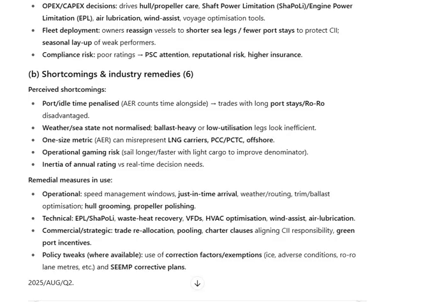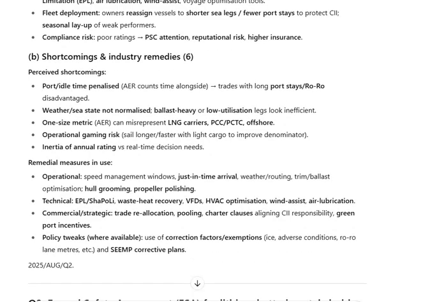Shortcomings and industry remedies. Perceived shortcomings: port idle time is penalized, so trades with long port stays, such as ro-ro, are disadvantaged. Weather and sea state are not normalized. Ballast heavy or low utilization legs look inefficient. One-size metrics can misrepresent LNG carriers, PCC or PCTC, or offshore vessels.